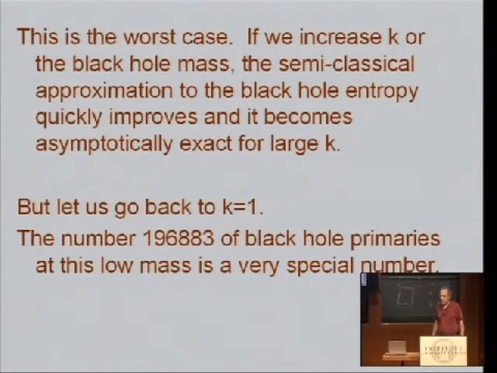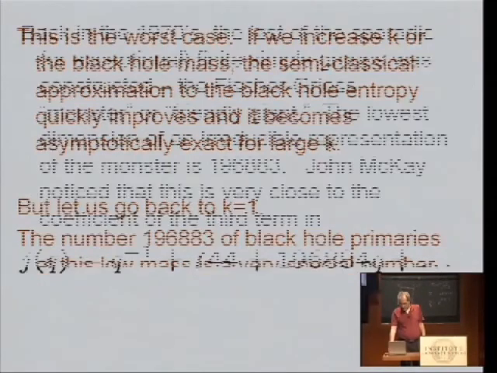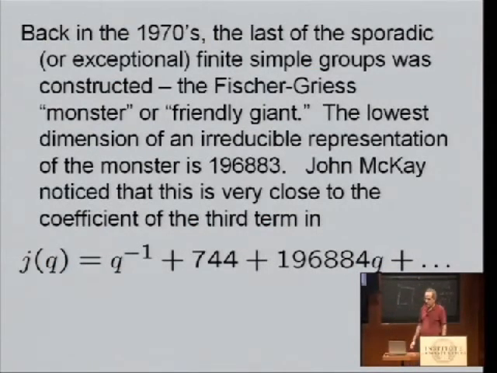But let's go back to k equals 1. The number 196883 is a very special number. Back in the 70s, the last of the sporadic or exceptional finite simple groups was constructed, the so-called monster. The lowest dimension of an irreducible representation of the monster is 196883. It was John McKay who noticed that this is very close to the coefficient of the third term in that 19th century function, the J function.